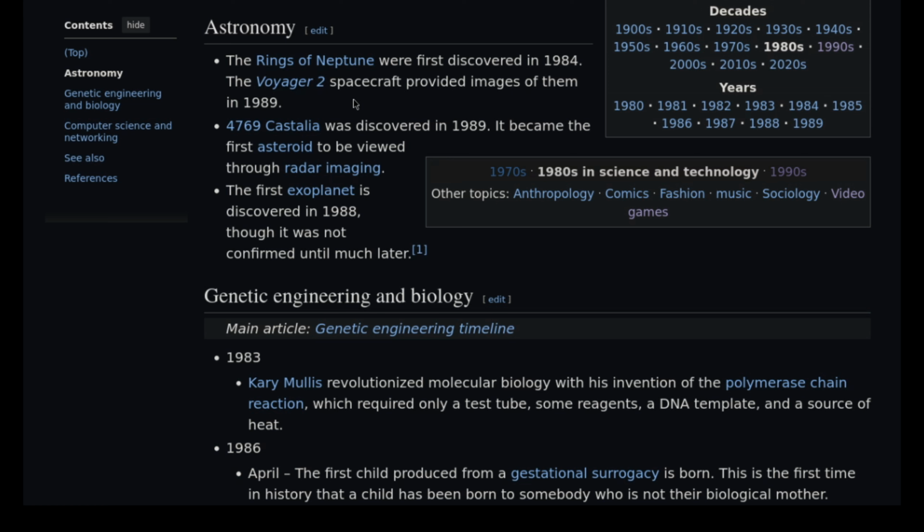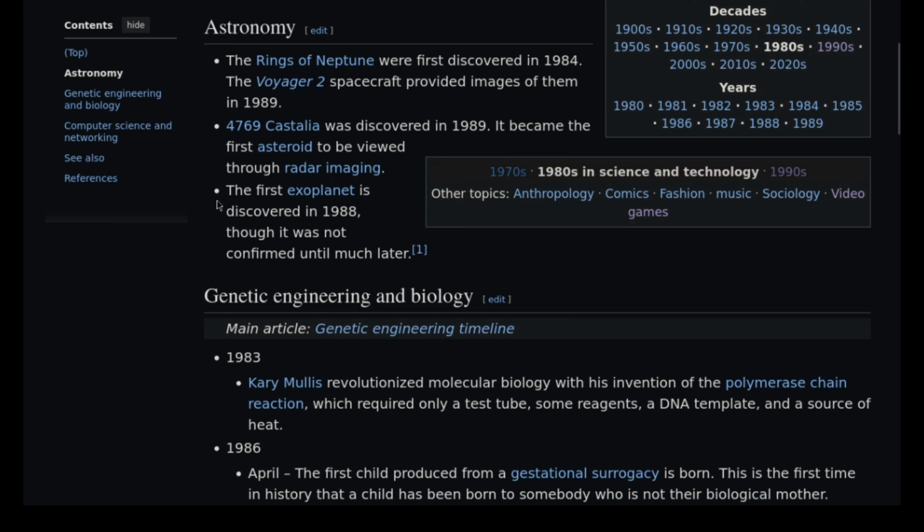4769 Castalia was discovered in 1989. It became the first asteroid to be viewed through radar imaging. So I guess we never had images of asteroids prior to that? Or could you see asteroids through telescopes at that point or not? I don't know. This is definitely not my strong area, astronomy.